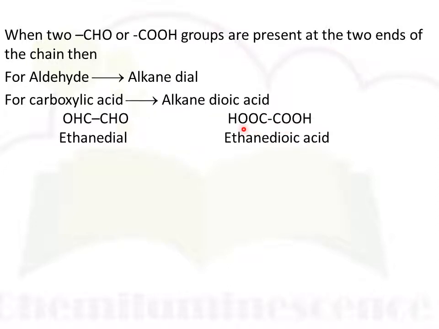In the second example, you see that there are two carboxyl functional groups present. So you have to write the name of this compound in the format alkane dioic acid. Again, two carbons are present, hence its name is ethane, and use the words dioic acid at the end. Hence the name of this compound is ethane dioic acid.